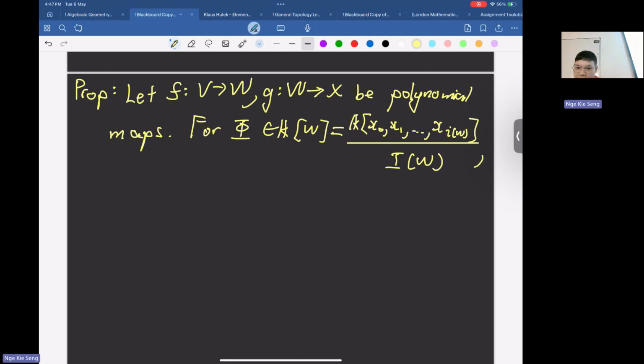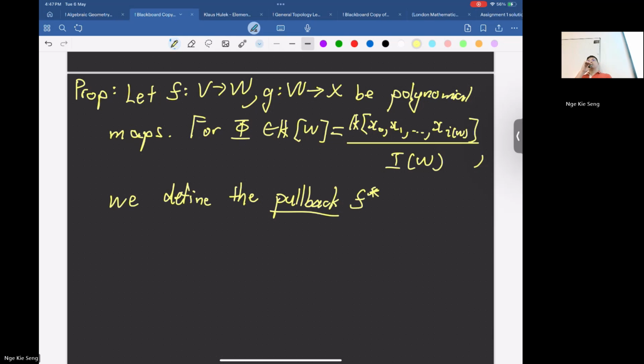So for this phi here, we will define something called the pullback. I'll tell you why we call it pullback later. For the word, English word pullback, what does it mean? Pull back.